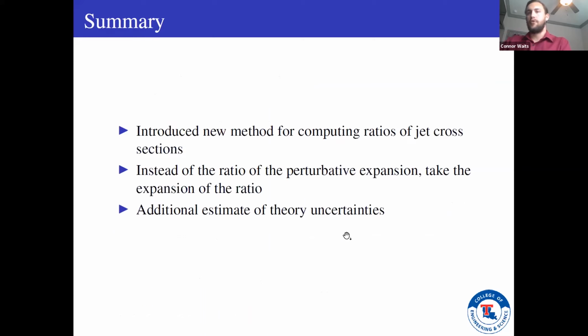In summary, today we introduced a new method for computing ratios of jet cross sections. Instead of taking the ratio of perturbative expansions, we instead take the expansion of a ratio. This is useful to give an additional estimate of theory uncertainties, and as another test to ensure that the theory is actually in agreement with the data, so we can really be sure of the quality of the data that we're looking at.